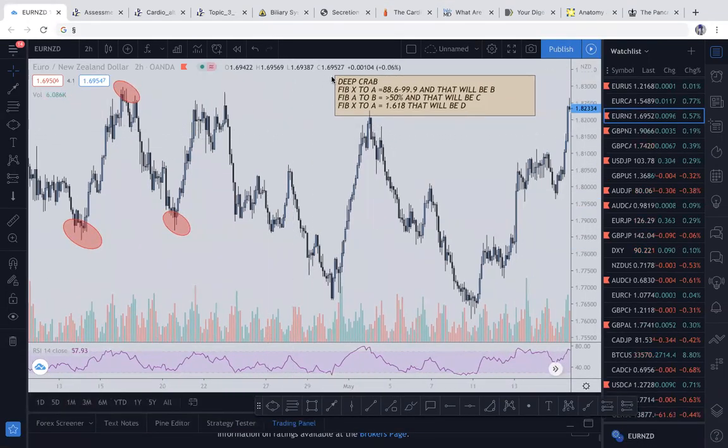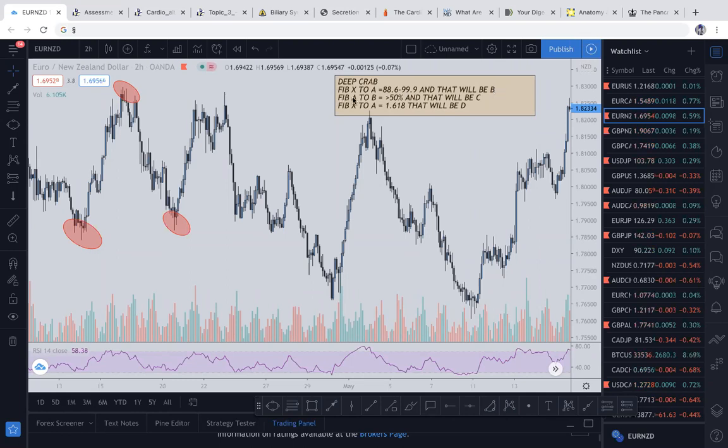So to trace the crab, the first thing you need to be able to identify is the clear points of market movements. And then you need to be able to fib X to A. From the first point that you identify, X to A, if you fib it, you should have a fib retracement of at least 88.6, and then inside 100%, so I would say a maximum 99.9, to have your B leg.